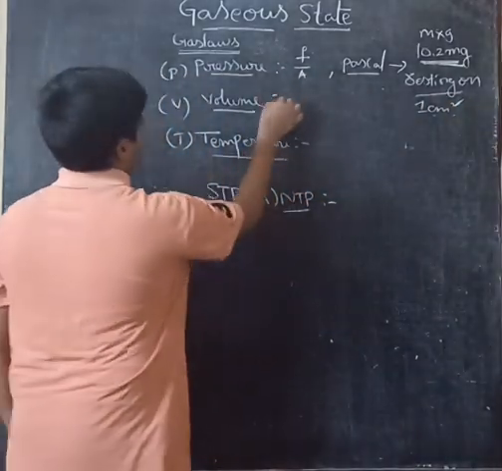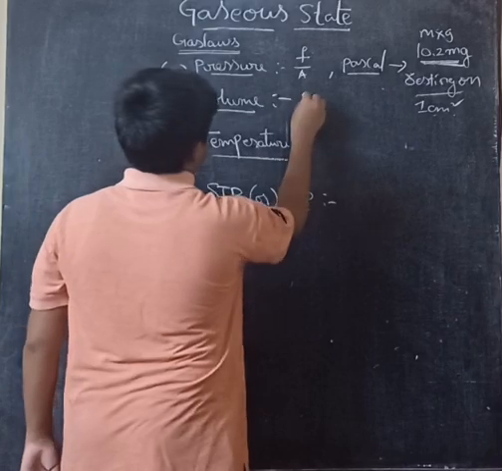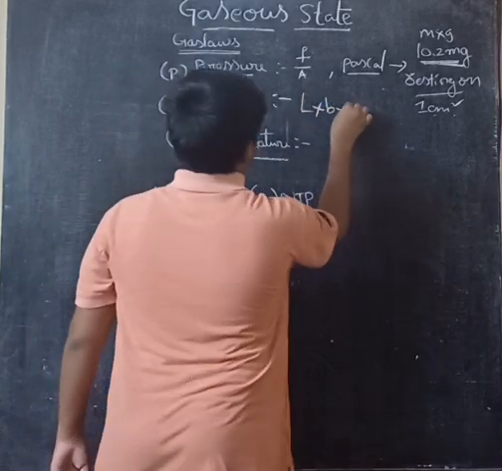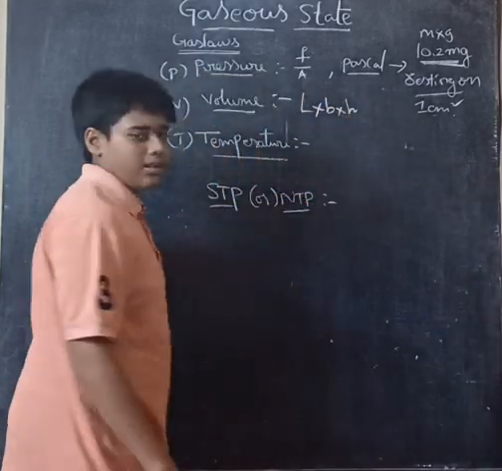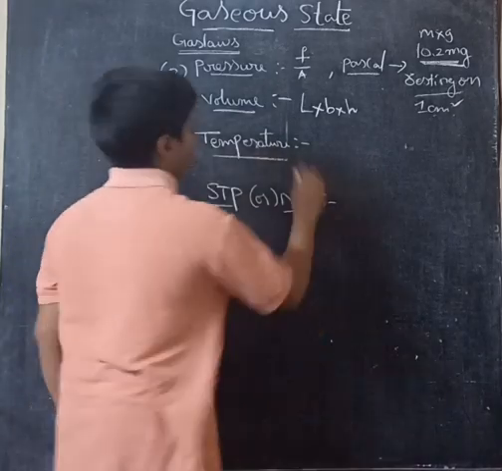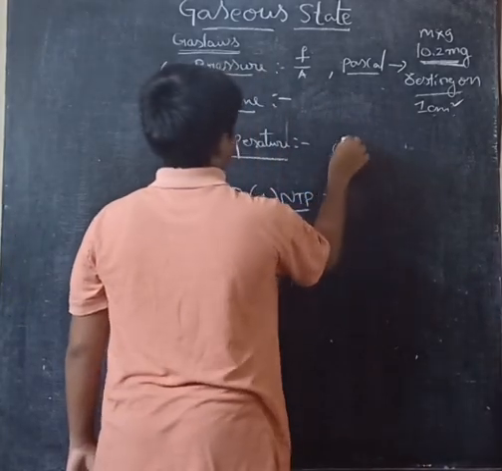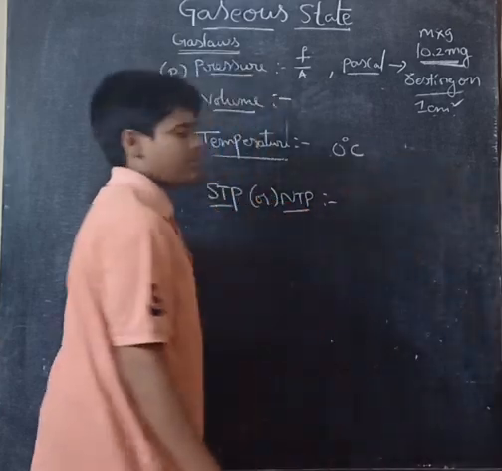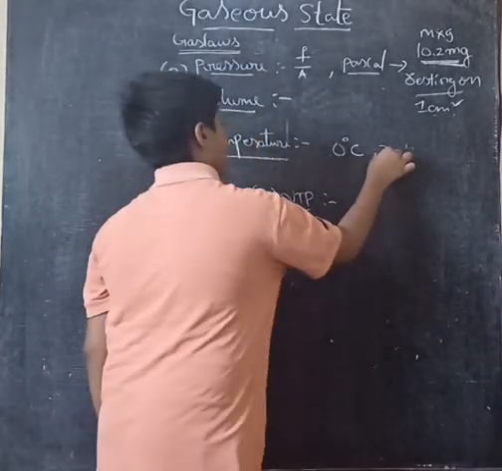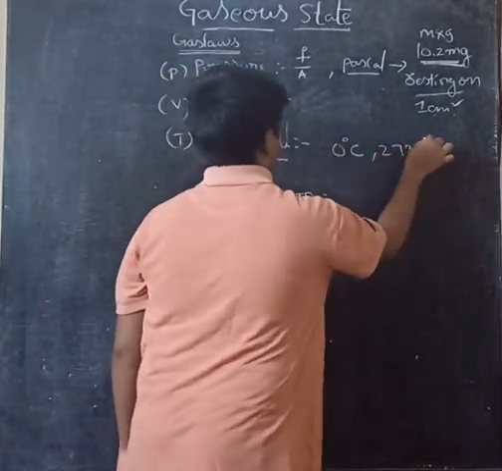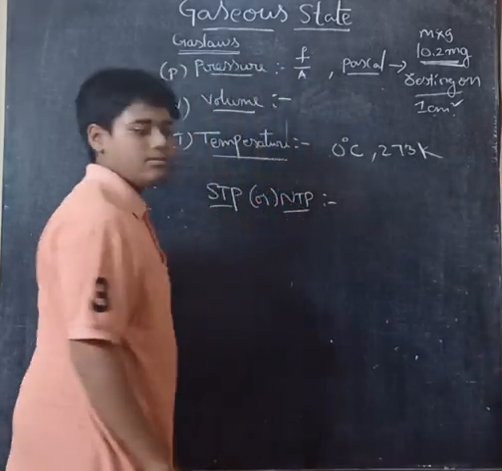And volume means length into breadth into height. If I take a cuboid like this, we calculate volume. And temperature means absolute temperature, 0 degrees or 273 Kelvin.